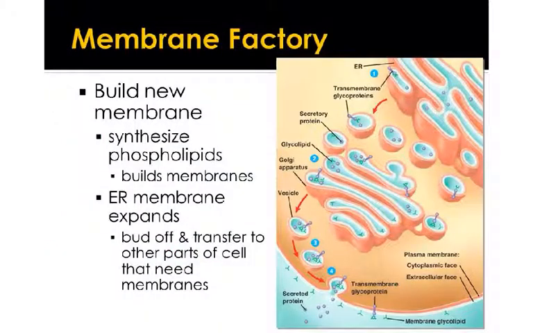Your smooth ER is essentially a membrane factory. So as you're producing more phospholipids, those phospholipids can break off almost like a little bubble and join to the plasma membrane, thus making the plasma membrane larger.